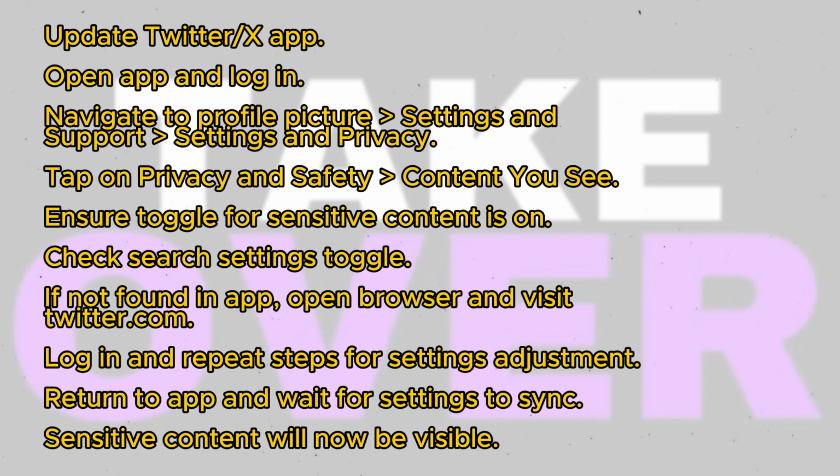Visit twitter.com, log in with the desired account, and repeat the process by navigating to Settings and Support, Settings and Privacy, Privacy and Safety, and then Content you see. Adjust the settings as mentioned earlier.